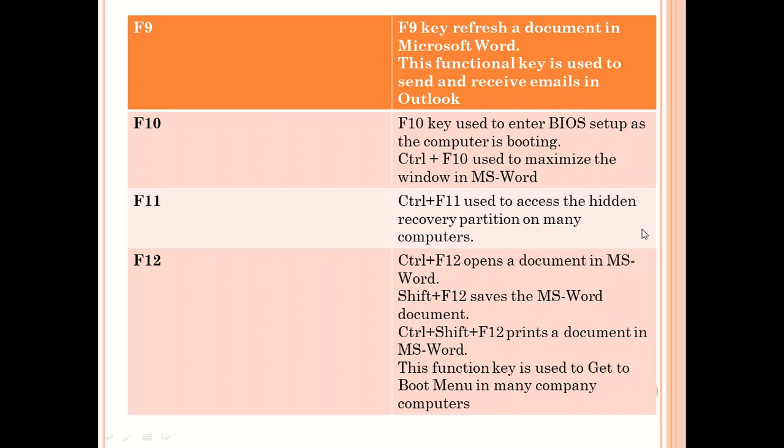And then F11 is mainly used to recover or access the hidden recovery partitions on many computers. So if you want to access the hidden partitions of your hard disk, you can use Control plus F11 to access them. And then we have F12. F12 is mainly used to open a document in Microsoft Word, and you can also use Shift plus F12 to save the document. Sometimes we use Control plus S, but if you want to use the function key, you can use Shift plus F12 and you'll be able to save that document in Microsoft Word.